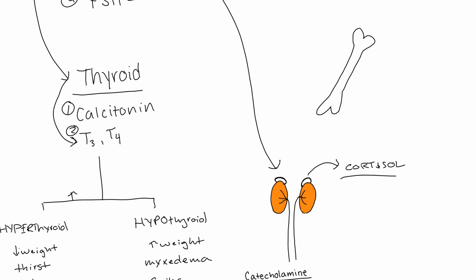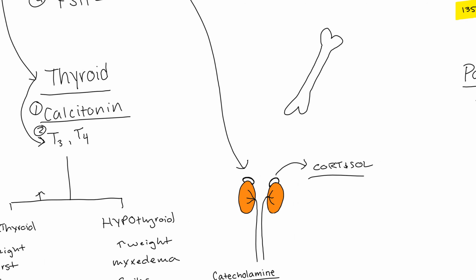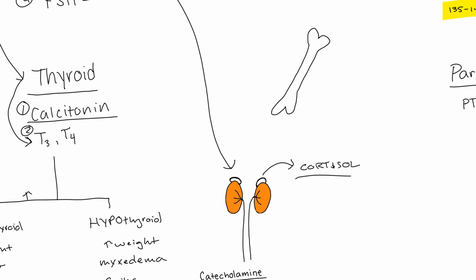So next up with the thyroid, we have calcitonin, which is in charge of calcium. And calcium, actually, with calcitonin, is moved from your bloodstream into your bones. So it's going to be moving all the calcium in your blood to your bones, which in turn causes low blood calcium.